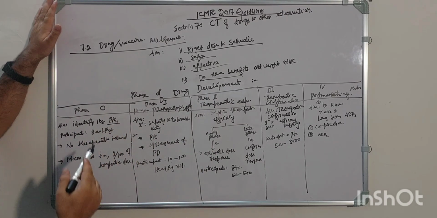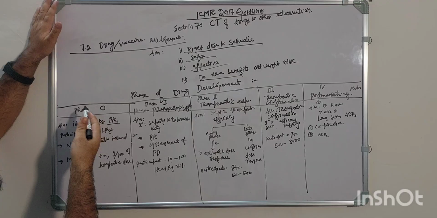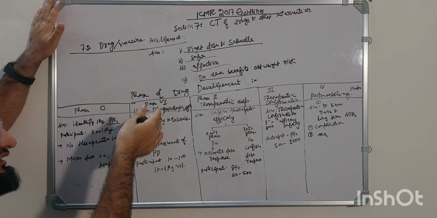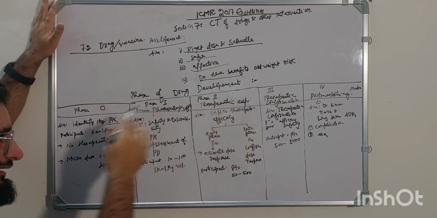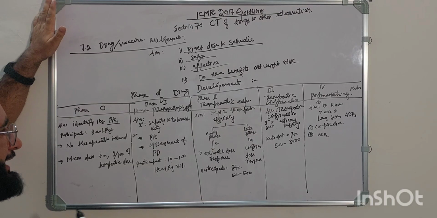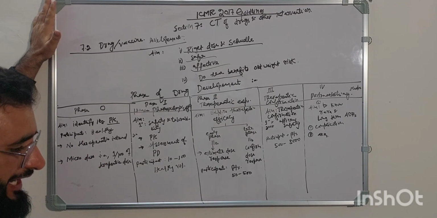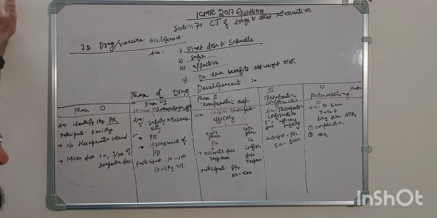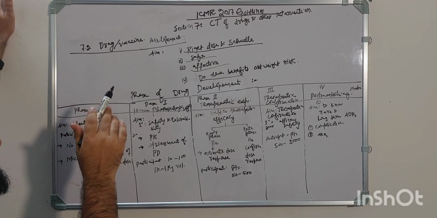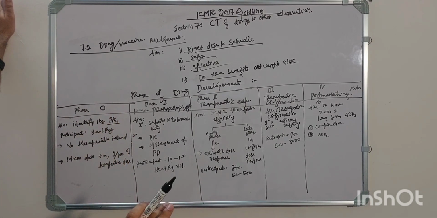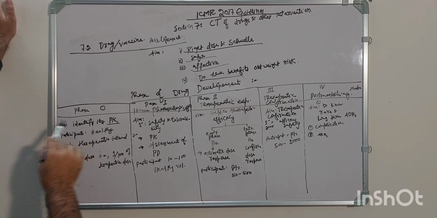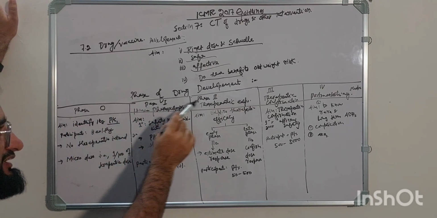They have discussed all these phases, phase 0, phase 1, phase 2, phase 3, phase 4, and they are just discussing the aims, participants, all these things. This is written in ICMR section 7. I'm delivering this lecture strictly as per the ICMR 2017 guidelines. No add-on. Here is no add-on.